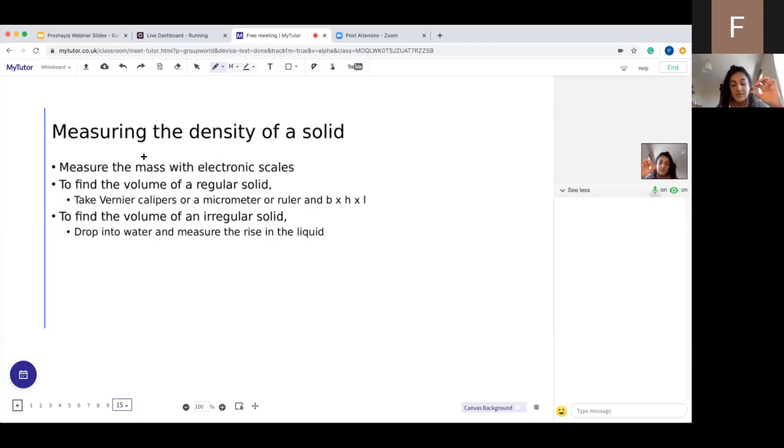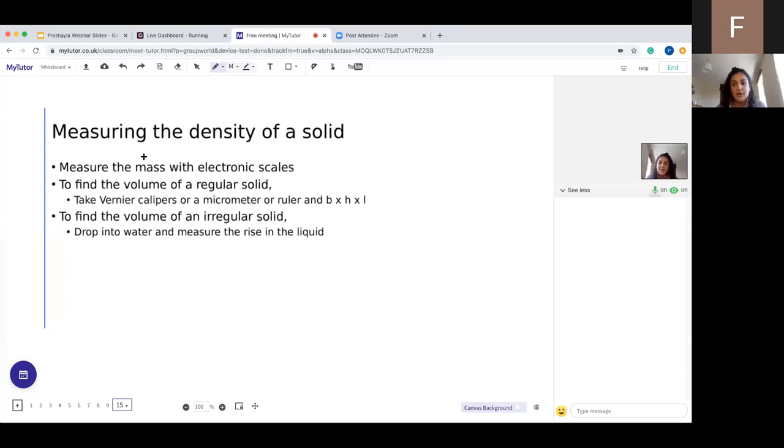So if it's very, very small, we're going to use our vernier calipers. A little bit bigger, we'll use a micrometer. A little bit bigger, we'll use a ruler. And we can use base times height times length, or whatever formula it is that we need. Now that's only if it's regular, which is going to be quite uncommon because a lot of shapes are not regular in everyday life. So to find the volume of an irregular solid, well, it doesn't have a perfect structure of a cylinder or a cube or whatever.